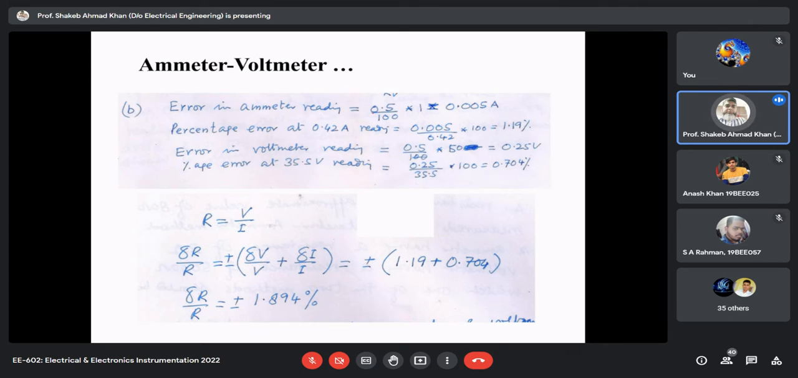So the error in ammeter reading is 0.5% of full scale, that is 1 ampere. So it is coming out to be 0.005 ampere. Now this error is present when we are measuring 1 ampere, and this error is present when we are measuring 0.42 ampere. Now when we are measuring 0.42 ampere, then the percentage error is not 0.5%. You see it is 1.19%. You are able to understand there is a catch.